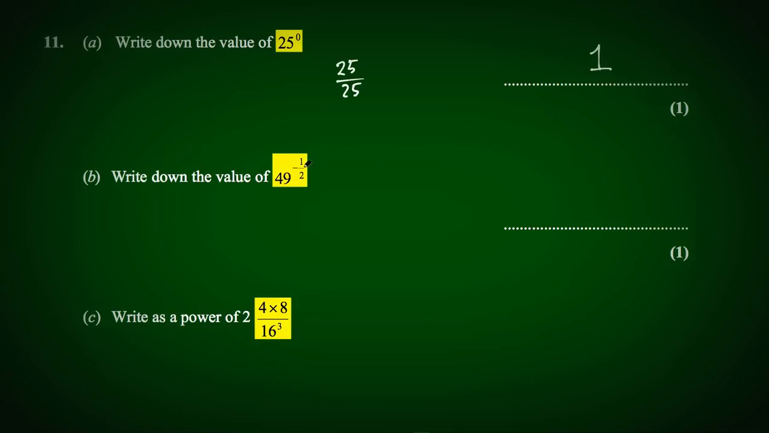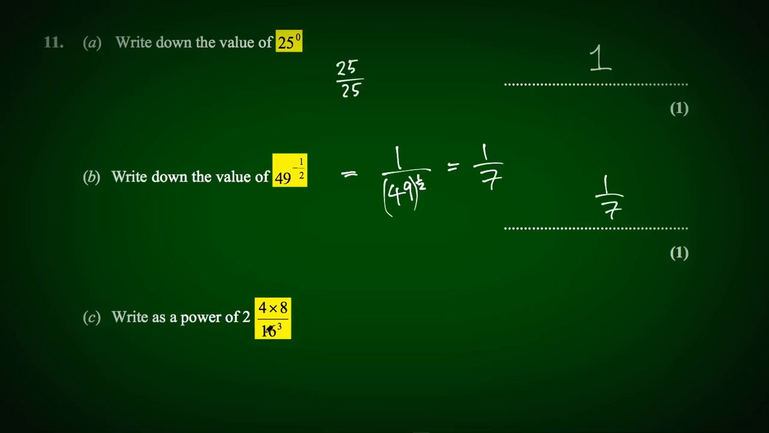The first thing I should do here is deal with the minus sign. So the minus sign means that this is 1 over 49 to the power of a half. And 49 to the power of a half is saying square root of 49, which is 7, so 1 over 7 is my answer.